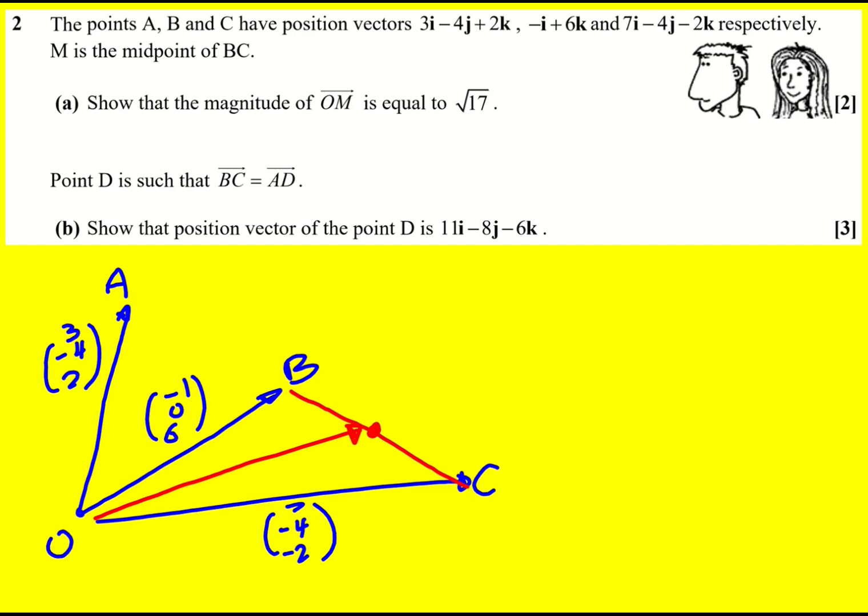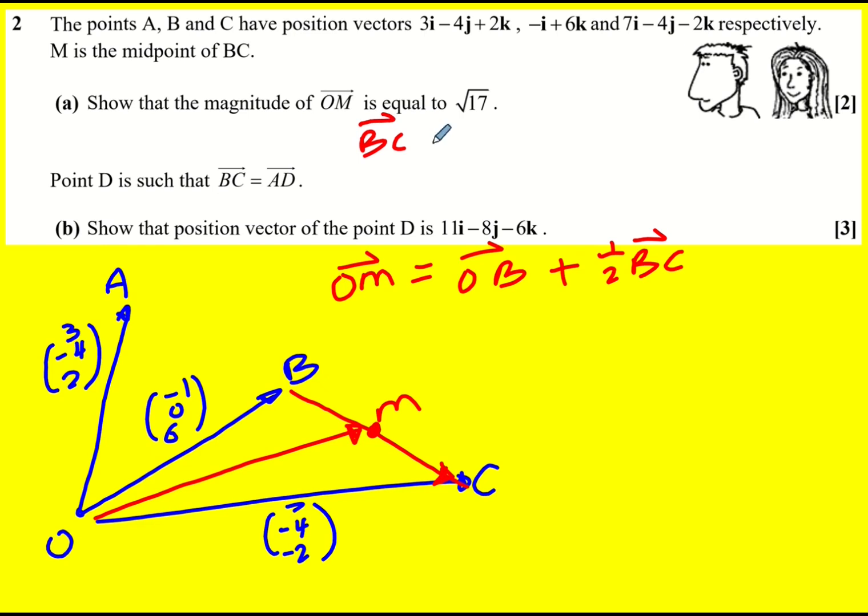So actually what I need to do is find the vector OM. And this can be done in 2 different ways, in fact. Now the way that I actually did it is I thought, right, OM is going to equal OB, which I already have, plus half of BC. Okay, so then I just need to work out what BC is. And BC, to get from B to C, I could go minus OB or BO plus OC, which is the same as doing OC minus OB.